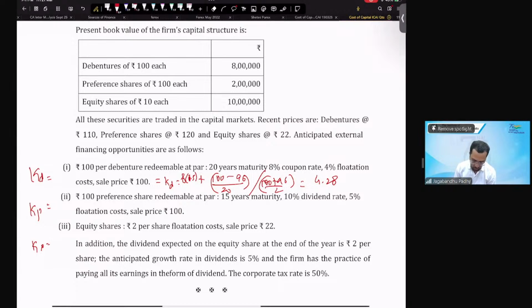Cost of debt is 4.28. Cost of preference share will be 10 plus, with 5% flotation cost and redemption at 100, 100 minus flotation cost, after deducting flotation cost it is 95, upon 15 years to maturity, and then the whole divided by (100 plus 95) by 2.